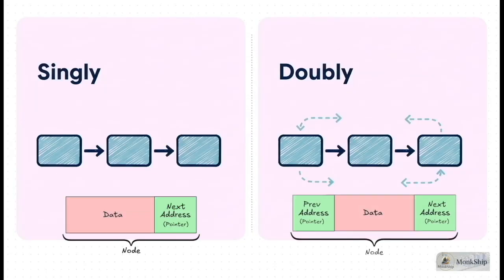But the solution is so clever and simple, it's called a doubly linked list. All we do is give each node a second pointer. We call it prev for previous, and it just points to the node that came before it in the chain. And just like that, our one-way street becomes a two-way superhighway.